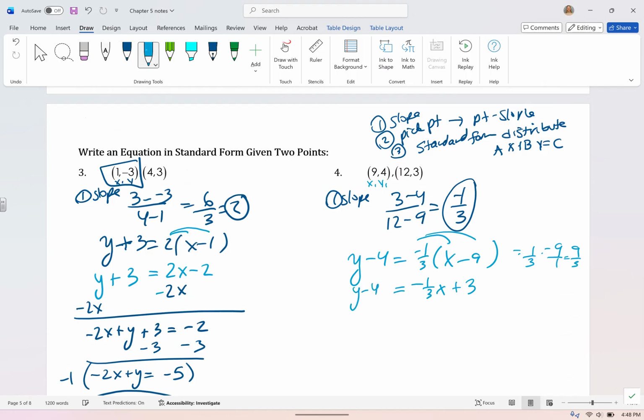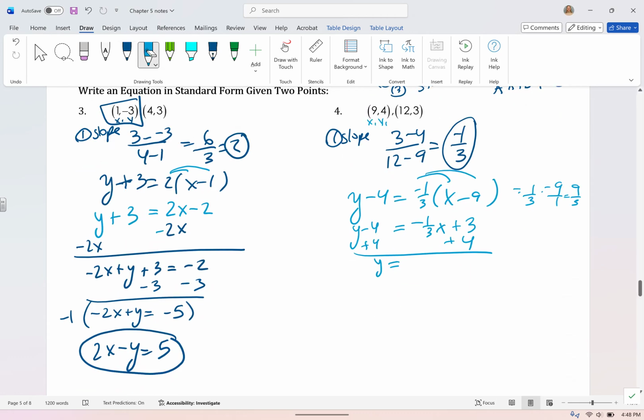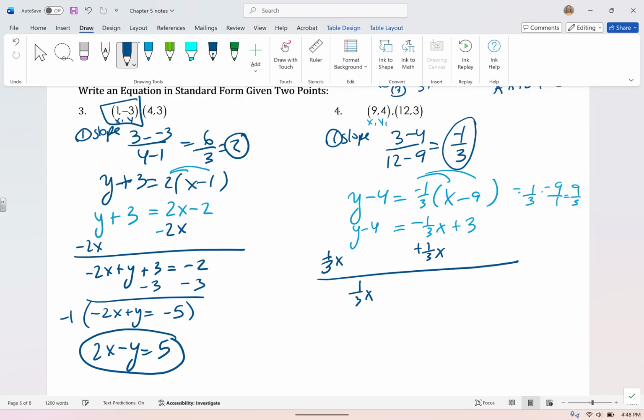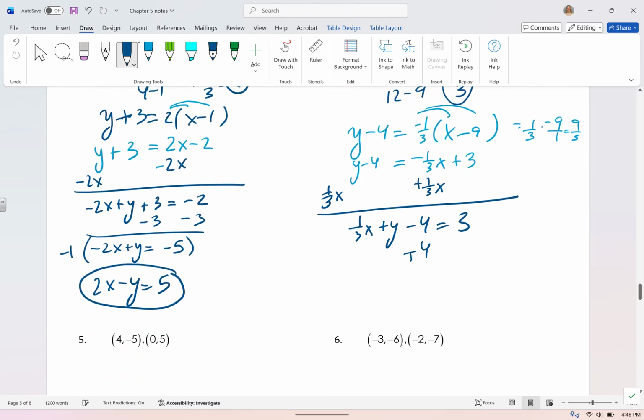If you use your calc, you can get the answer, but if you can't use a calculator, you also can get the right answer with your hands. Wait, I just got that in slope-intercept form. You can get this in slope-intercept form, but truthfully, what we really want to do is get this into standard form. So let's add the 1/3 x to go to the other side. Gotta remember where we're going. So 1/3 x plus y minus 4 equals 3. We're going to add 4 to get it to the other side.